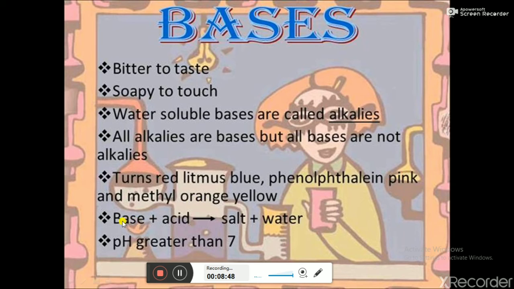Now the next important characteristic of bases is that base plus acid always gives salt plus water. This we have already studied in case of acids as well. So this is a neutralization reaction. When acid and bases react with each other, they produce a salt and water. And the pH of bases is always greater than 7.